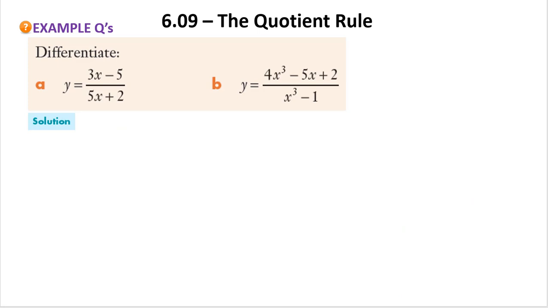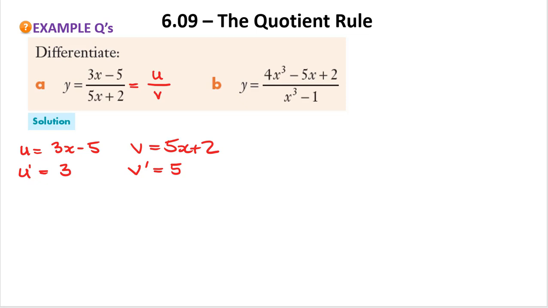We're asked to differentiate these two functions. I'll start with this one first. So we've got 3x minus 5, that's a function, and 5x plus 2, that's a function. They've been put together into one function, but we're going to break that up and call this top part u and this bottom part v. We're going to say u is 3x minus 5, and its first derivative is 3, nice easy one. v is equal to 5x plus 2, and its first derivative is 5.